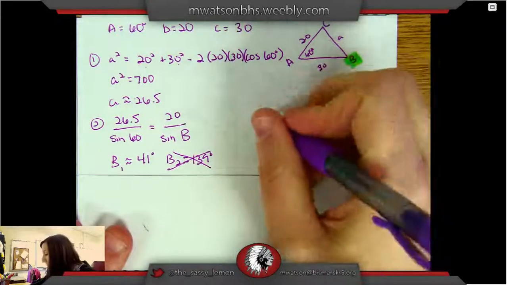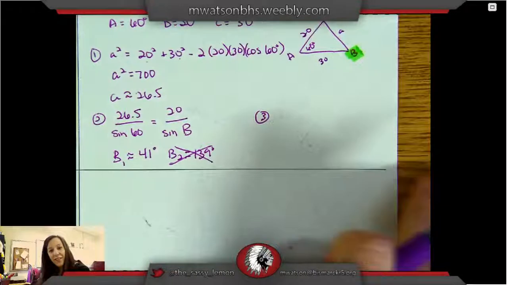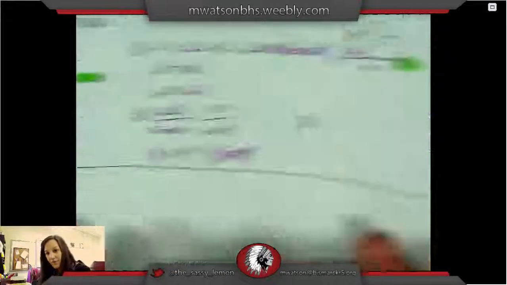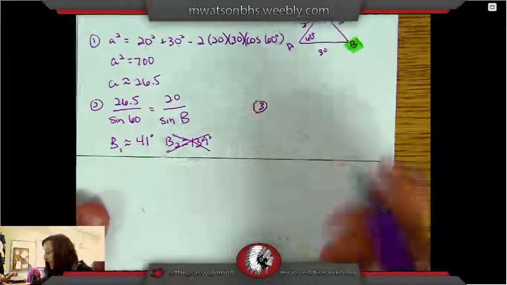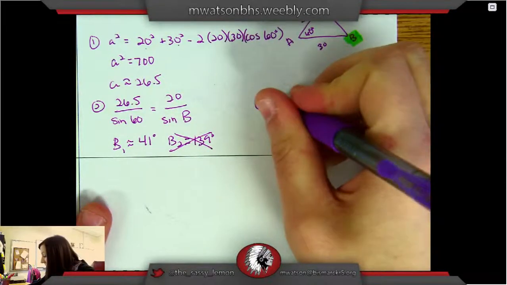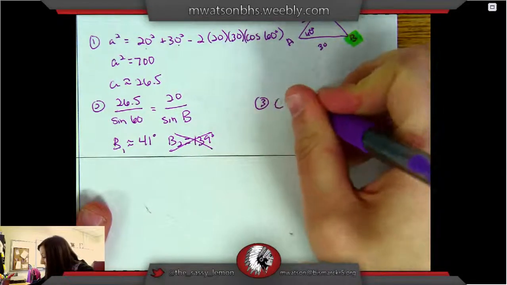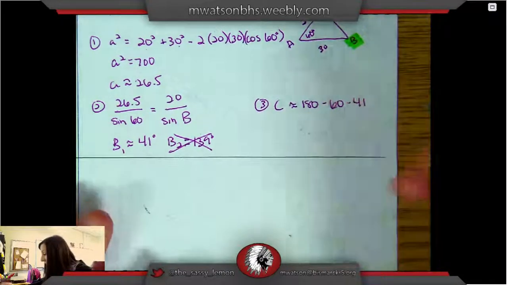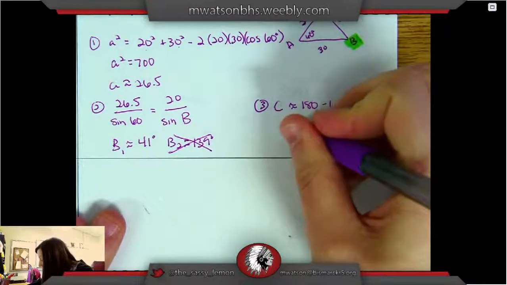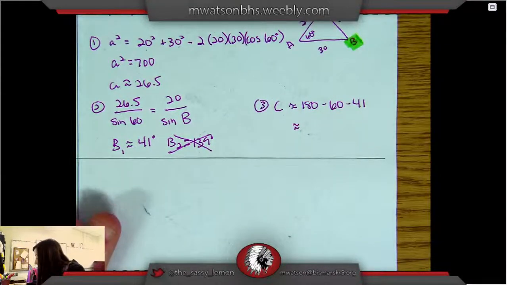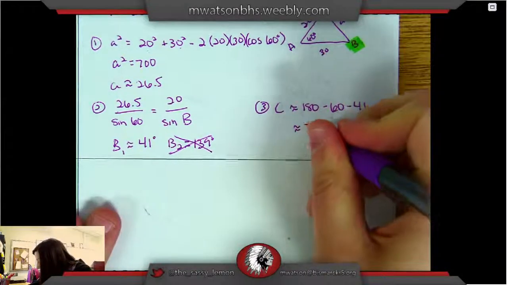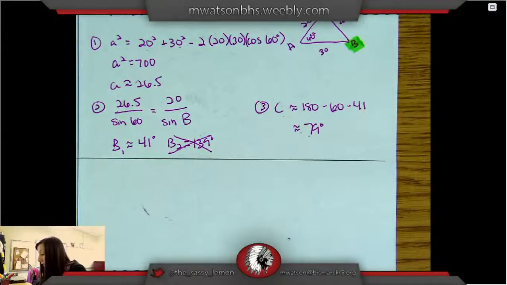So now we're on to step 3, which is find the third angle. C is approximately 180 minus 60 minus 41, because it's the third angle in the triangle. And that's going to be 79 degrees. And now we're done, because we found the 3 missing pieces of information. We have solved it.